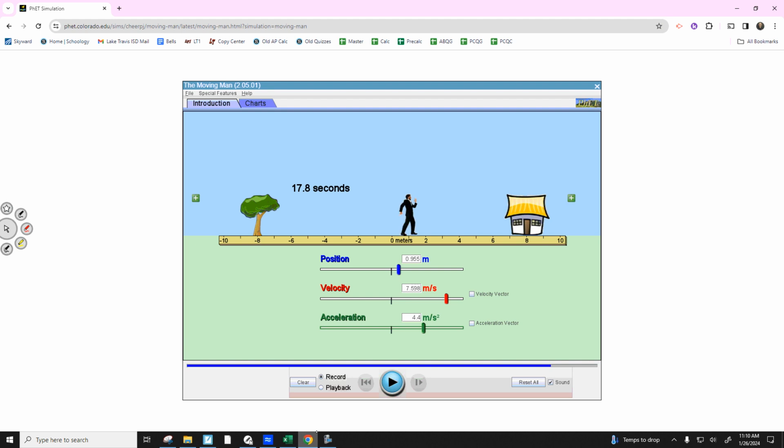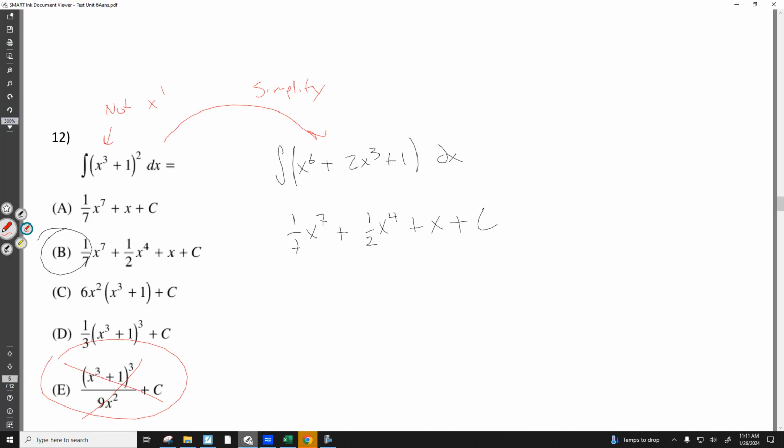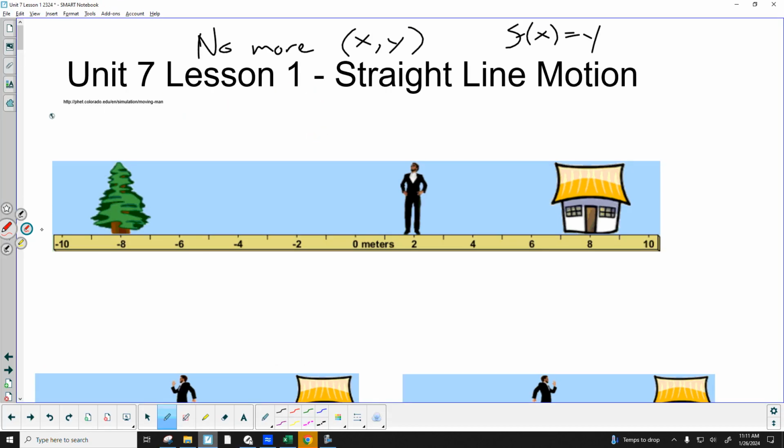But here's the first cause of confusion. Like, what are our points? Well, we have a position at a time. The position is on our x-axis. This is the first big cause of confusion. Your position at a time.